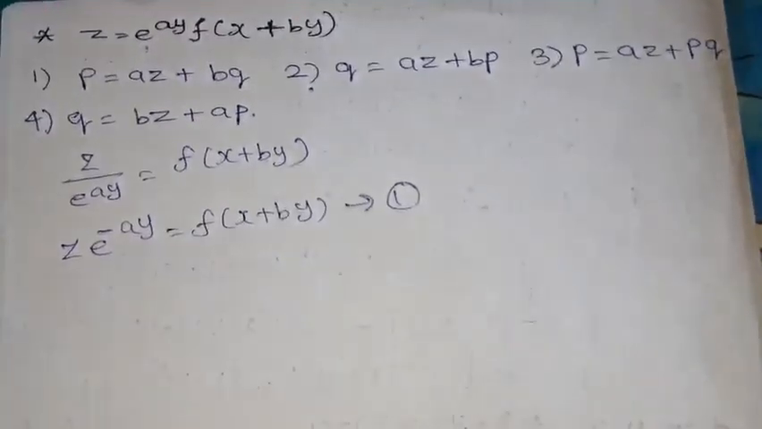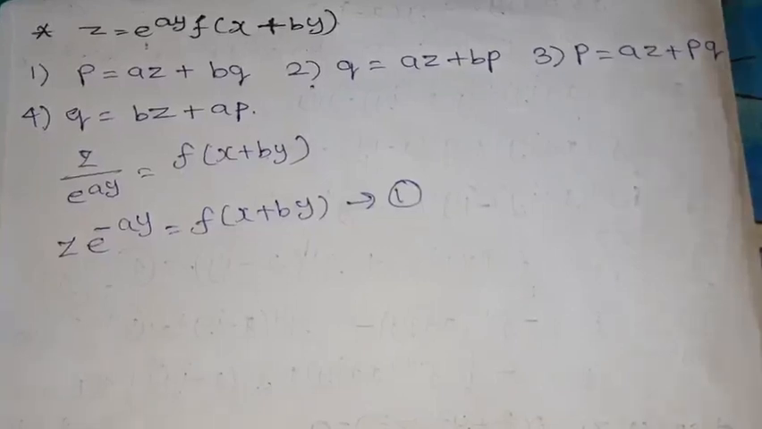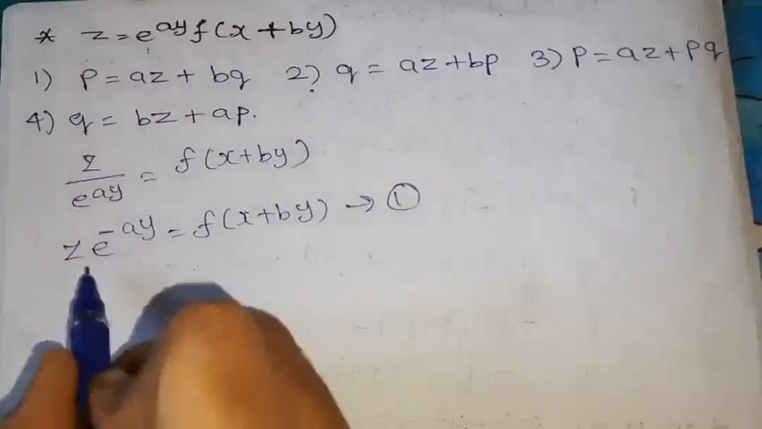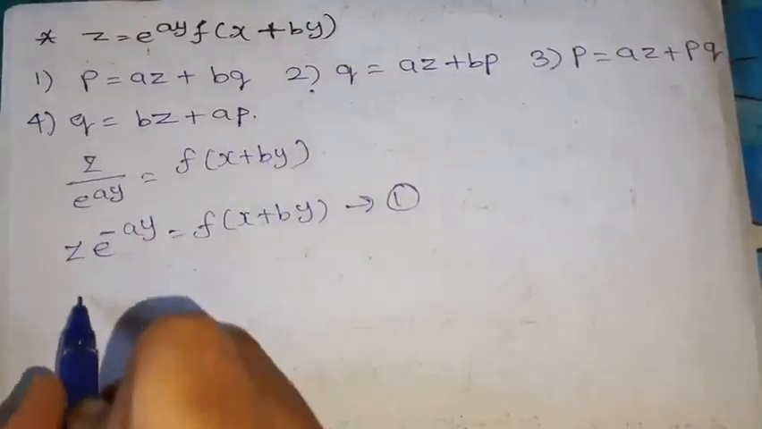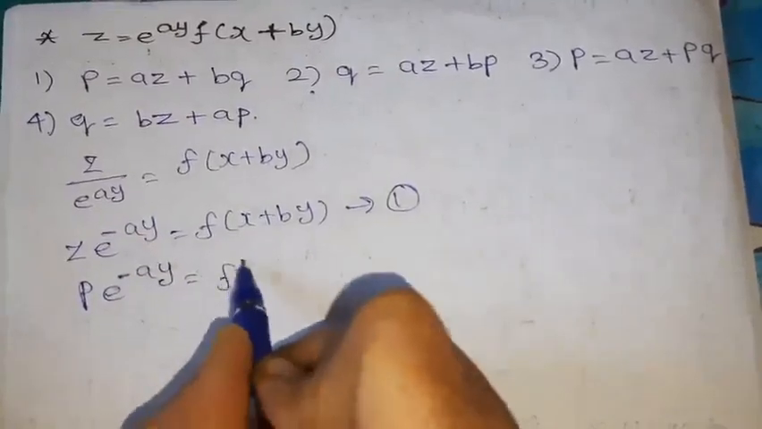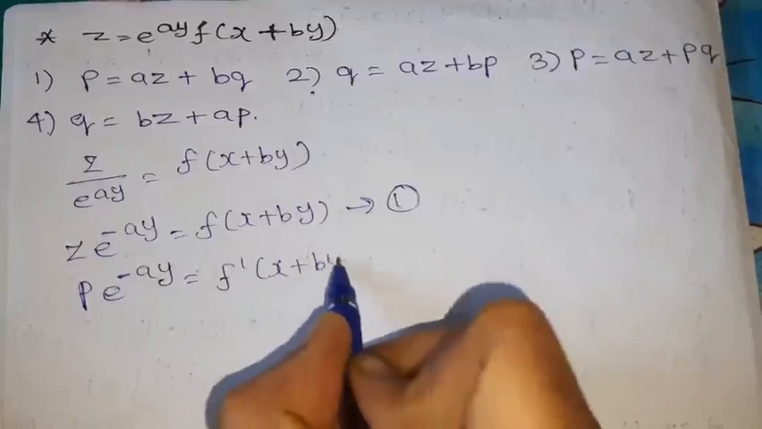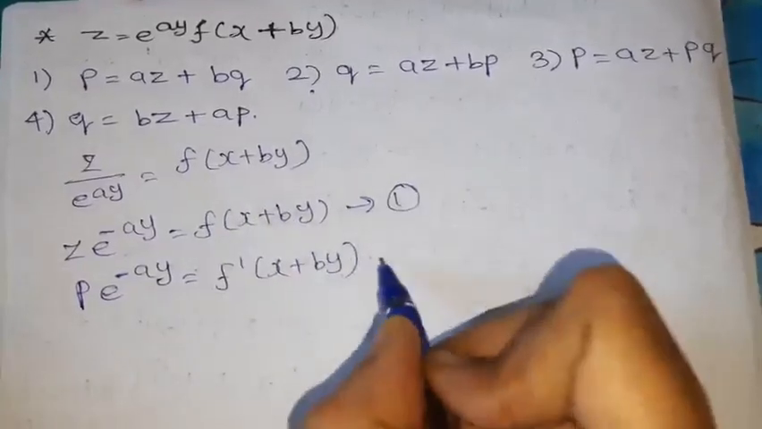Then what do we need to do? We need to do the same process as in the rest of the problems. We need to partially differentiate with respect to x. So dou z by dou x, this is dependent on x only. So dou z by dou x is p into e power minus ay into f dash of x plus by. Then differentiating x again, we will get 1 only.